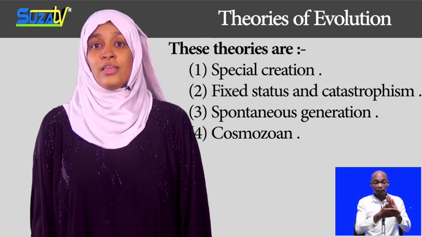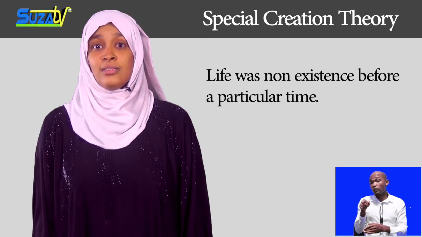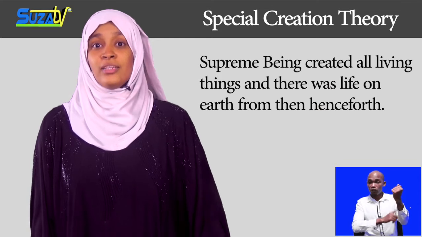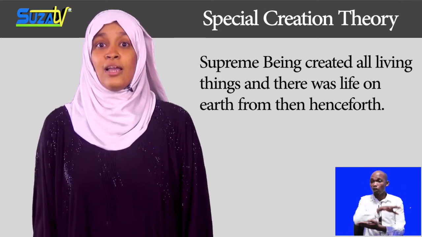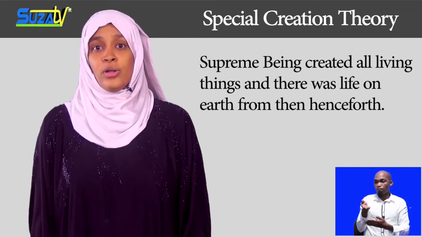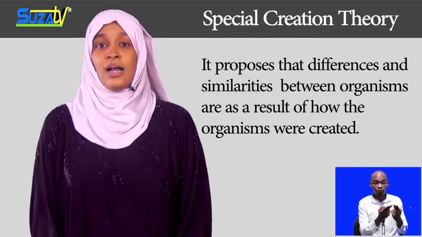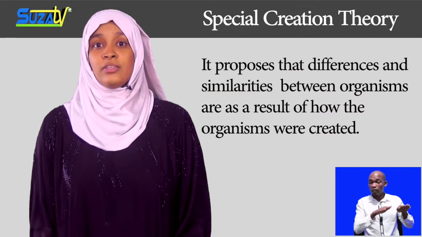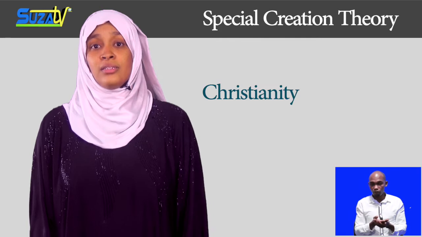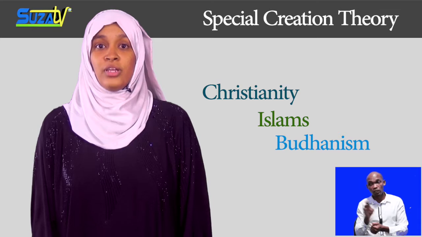The first theory is the theory of special creation. According to this theory, life was non-existent before a particular time. Then the supreme being, a supernatural power, created all living things, and there was life on earth from then henceforth. This theory proposes that differences and similarities between organisms are a result of how the organisms were created. Major religions like Christianity, Islam, and Buddhism have theories that support special creation.